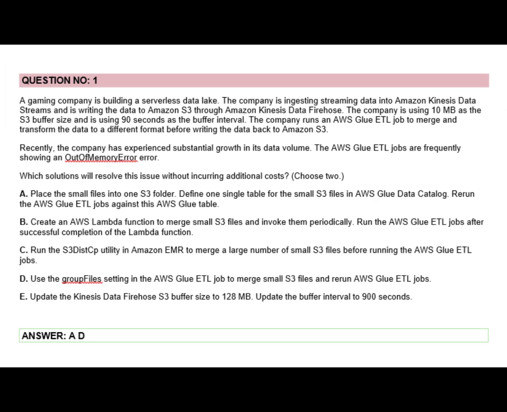Question No. 1. A gaming company is building a serverless data lake. The company is ingesting streaming data into Amazon Kinesis Data Streams and is writing the data to Amazon S3 through Amazon Kinesis Data Firehose. The company is using 10 megabytes as the S3 buffer size and is using 90 seconds as the buffer interval. The company runs an AWS Glue ETL job to merge and transform the data to a different format before writing the data back to Amazon S3.